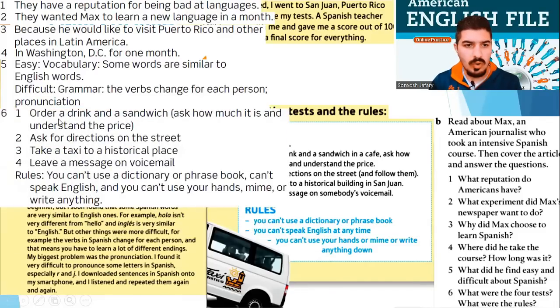Okay, so order a drink and a sandwich, ask how much it is and understand the price. 2, ask for directions on the street. Number 3, take a taxi to a historical place. And number 4, leave a message on voicemail. The rules were, you can't use a dictionary or phrasebook, can't speak English, and you can't use your hands, mime, or write anything.